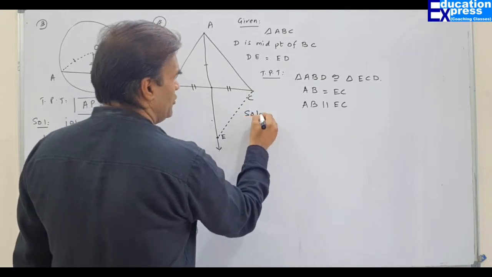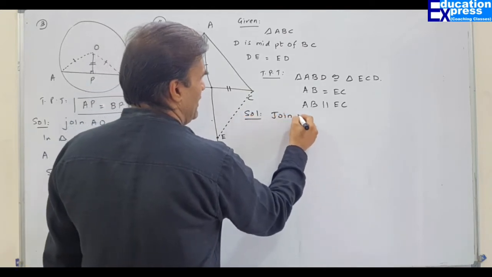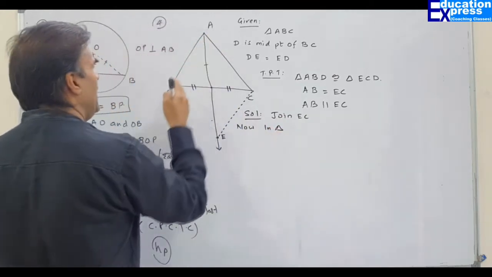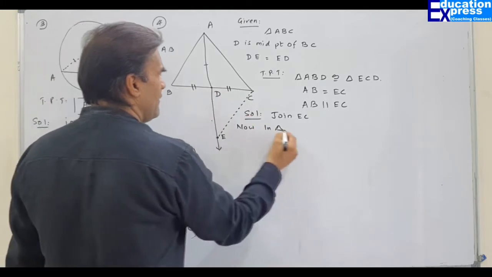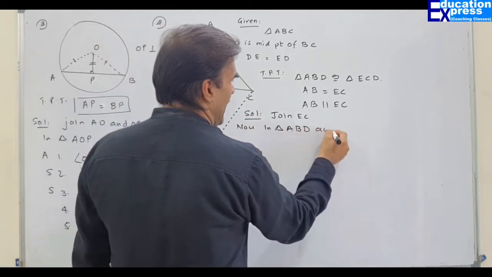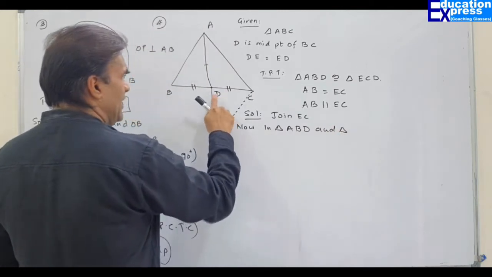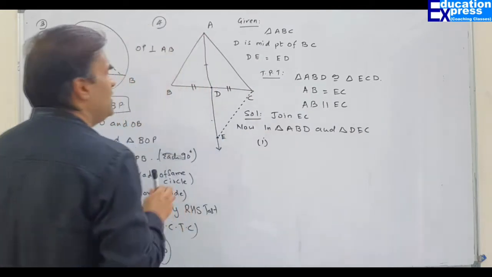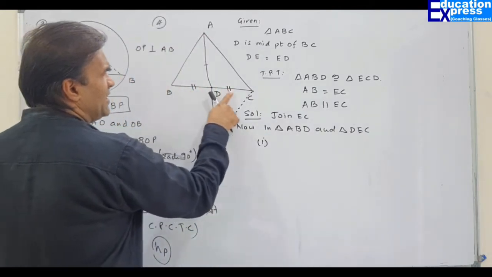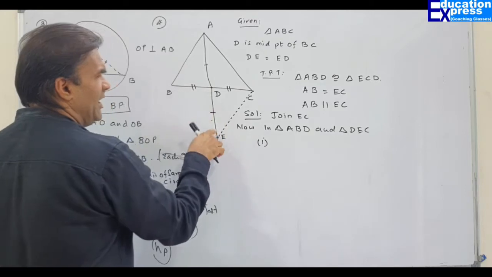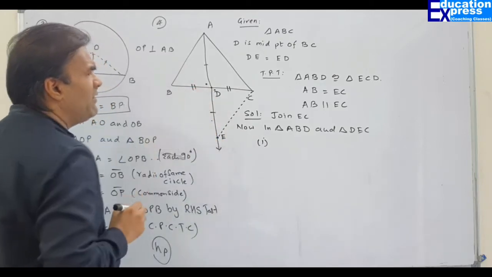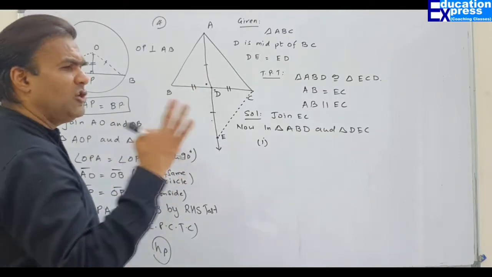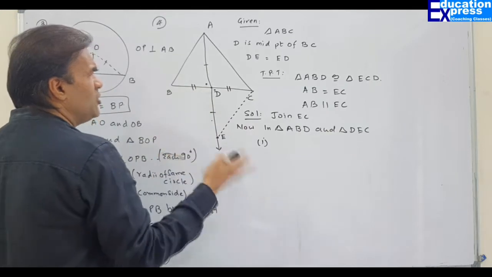So solution: join EC. Now in triangle ABD and triangle DEC, let us see what the obvious things are. First, we can easily see that this side is equal to this side, and sir, this angle and this angle will be equal because they are vertically opposite angles. Two things were obvious, this we found out. Three things are available: side, angle, side. So you can easily prove it.